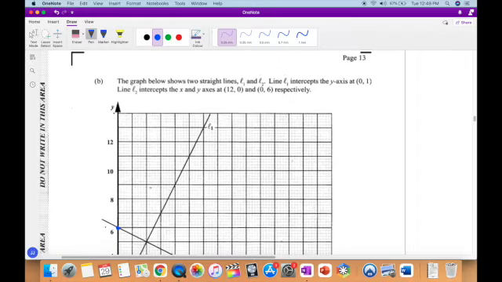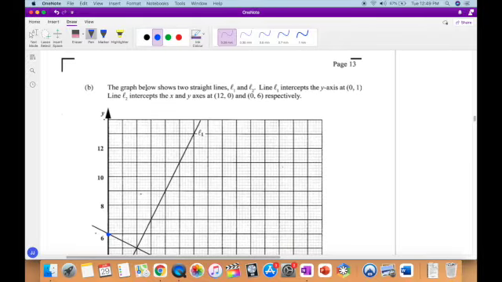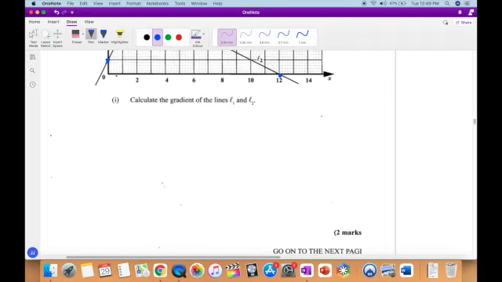So what do I know about gradients? So first of all, the graph shows respectively, right? What do I know about gradient? Well, I know I have a formula for gradient. So m is equal to y2 minus y1 all over x2 minus x1. So I need 2 points, right?